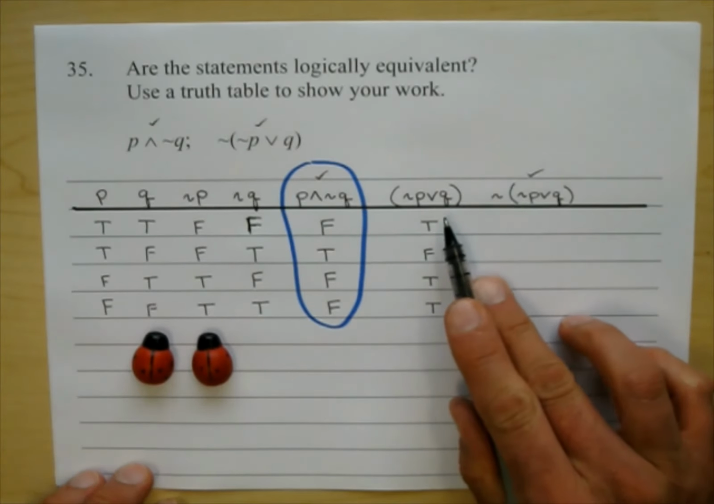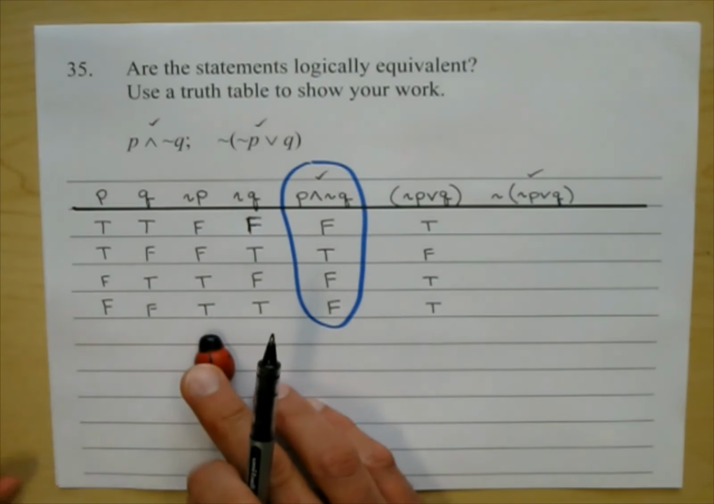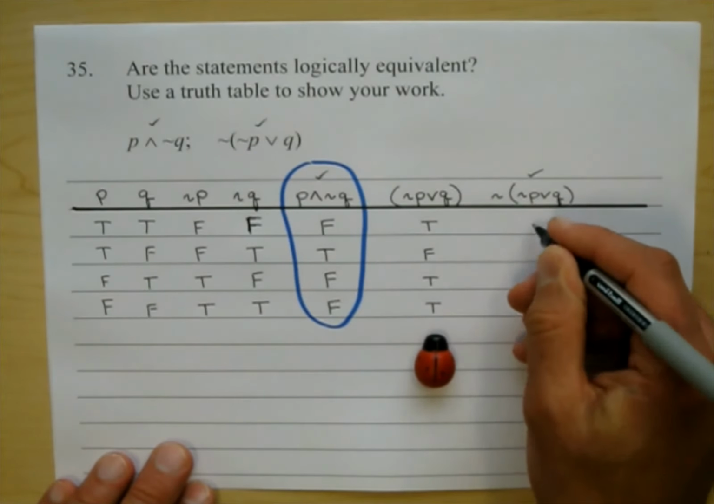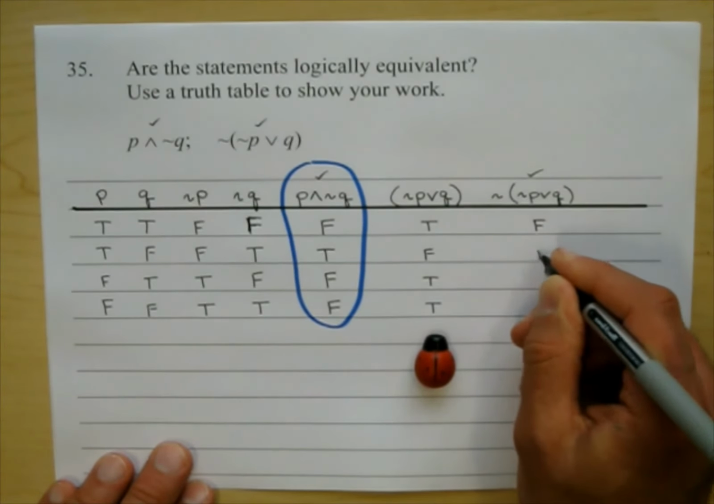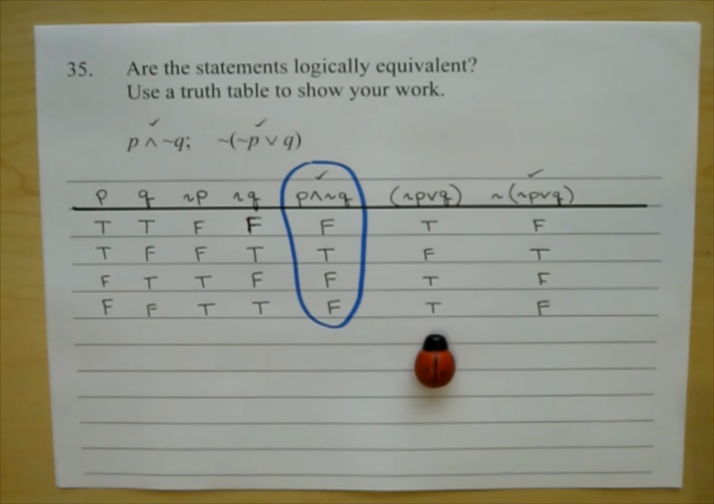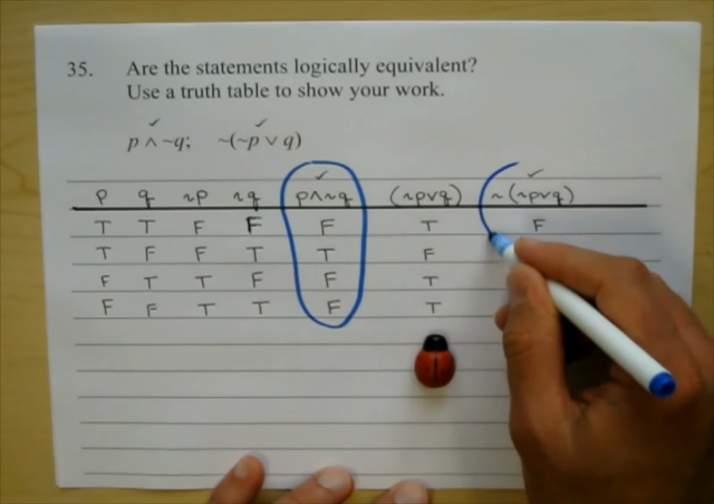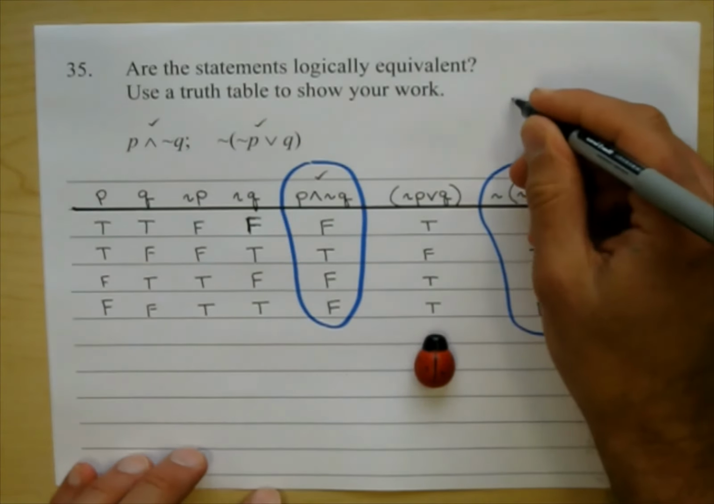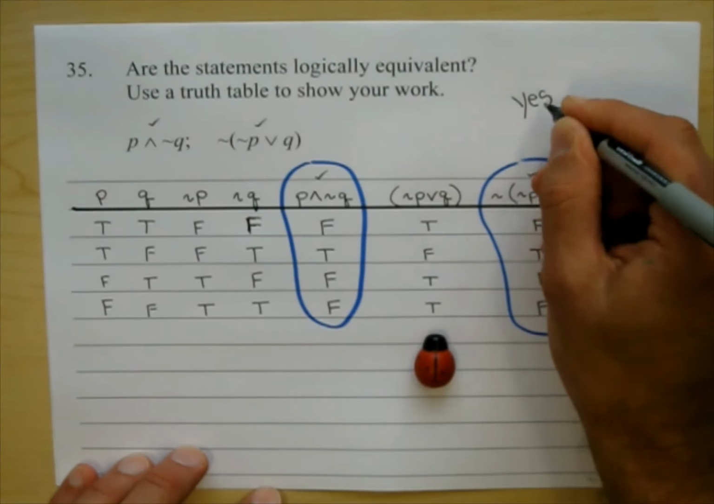Now I'm going to negate the column that I just did. The negation of true, false, true, true is false, true, false, false, and look what you have. You have exactly the same values in this column as you have in that column there. So it says, are the statements logically equivalent? The answer is yes.